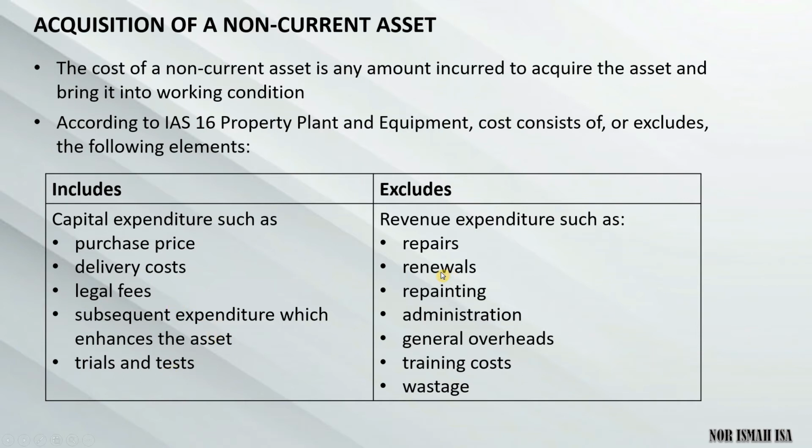As for the costs that are excluded from the non-current asset, they are revenue expenditure, which is repairs, renewals, insurance, repainting. Repainting means, for example, for the building the company paints another color, so repaints again. So this is revenue expenditure. Administration costs, for example, salary of the workers, general overheads, training costs, and wastage.